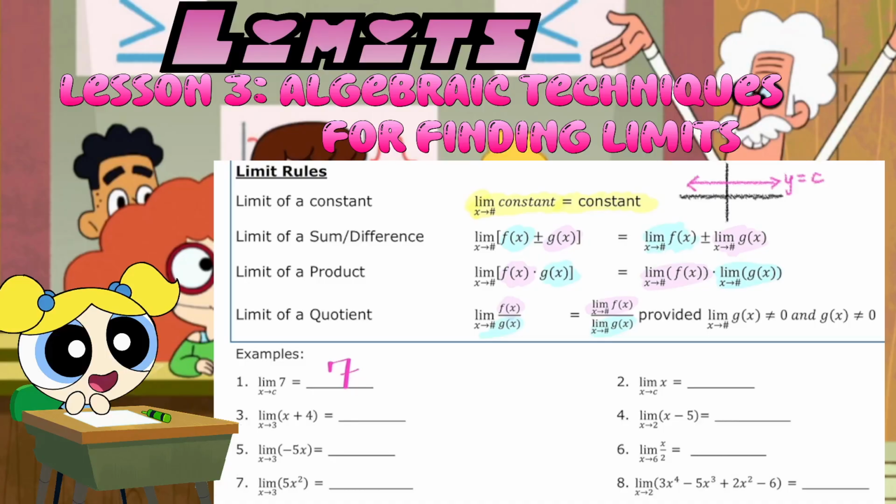Well, you can just do direct sub. X is a continuous polynomial. It's a linear parent function. It's the identity function. So if I plug in the value c, I get, in this case, c. Next, number 3 on the left. The limit as x approaches 3.